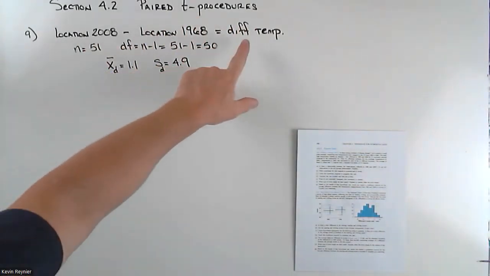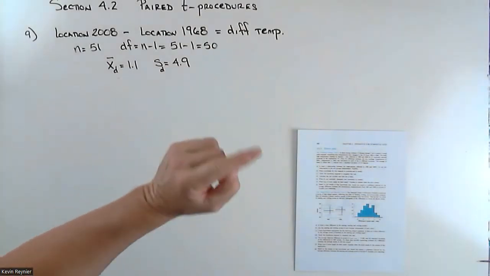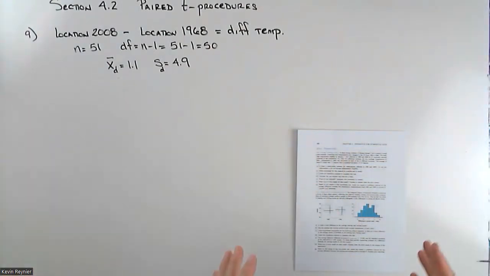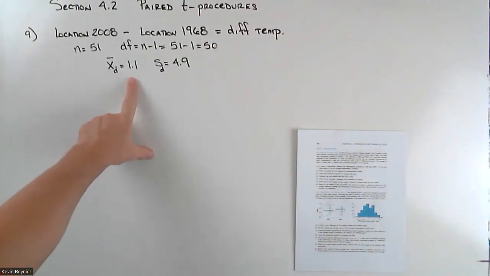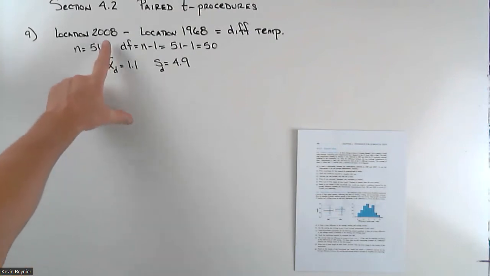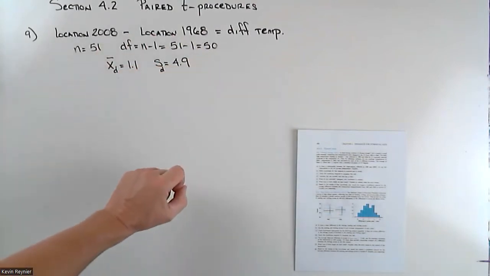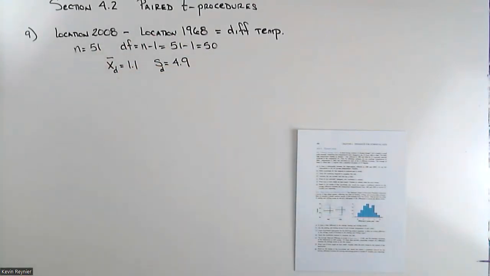So we calculated the difference. That gives me one sample, just one, because I just have all these differences. Again, we don't have the data. We just have the summary statistics. They told us on average, the difference in temperature was 1.1. On average, it was 1.1 degrees hotter in 2008 than it was in 1968. But our standard deviation is 4.9 degrees, right?